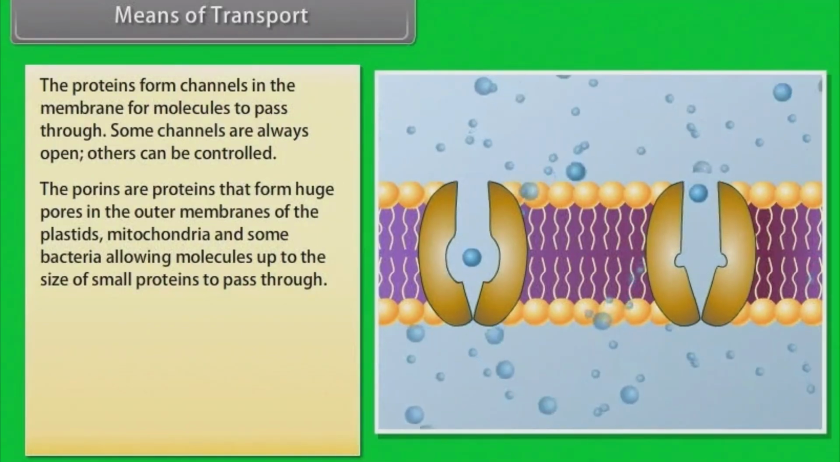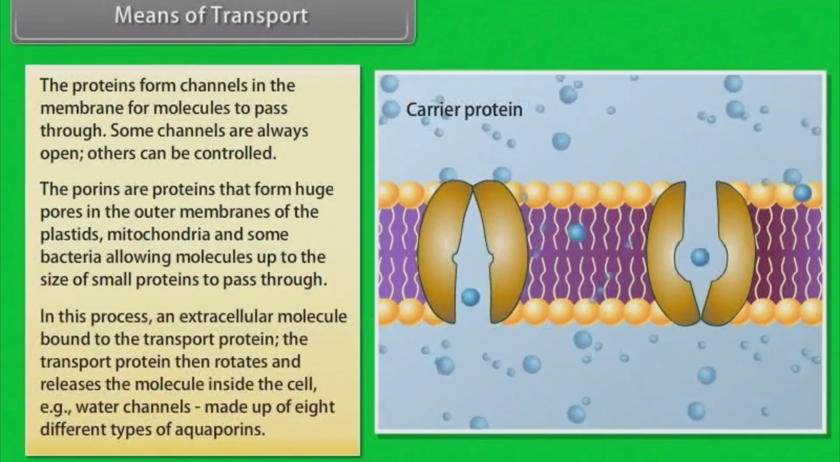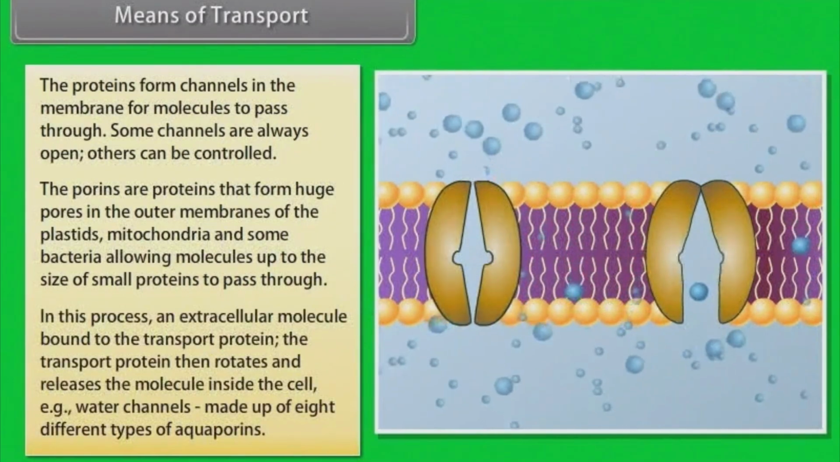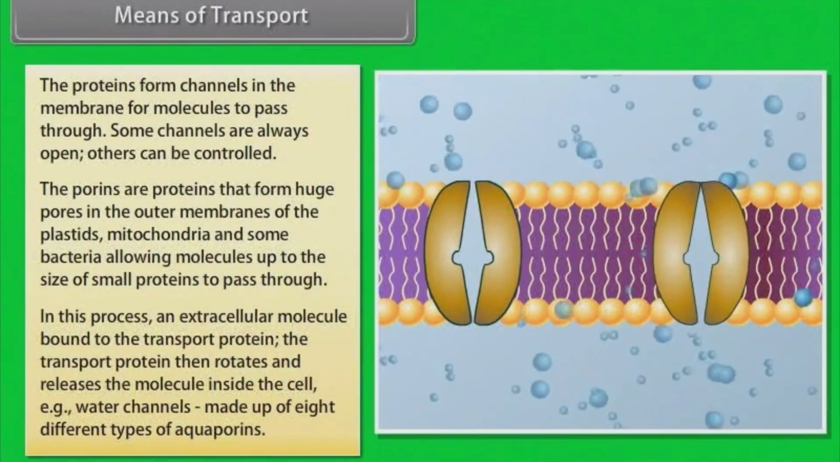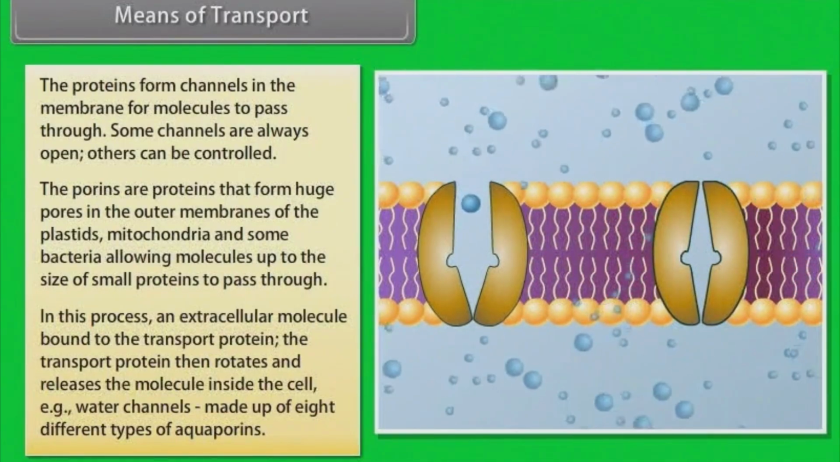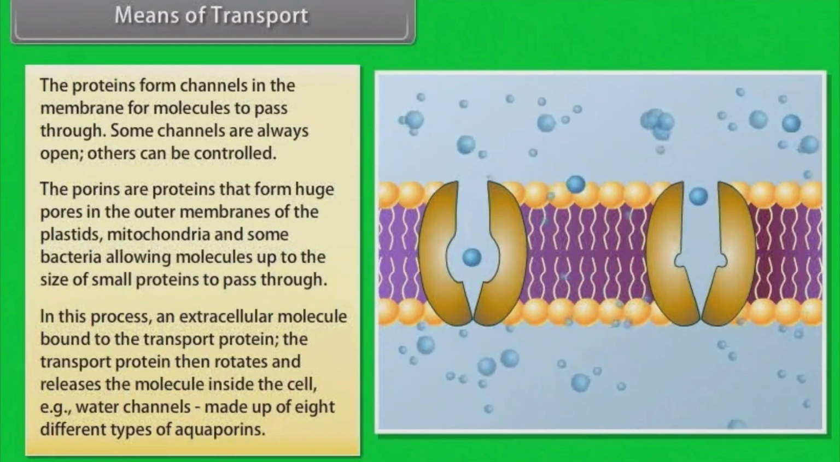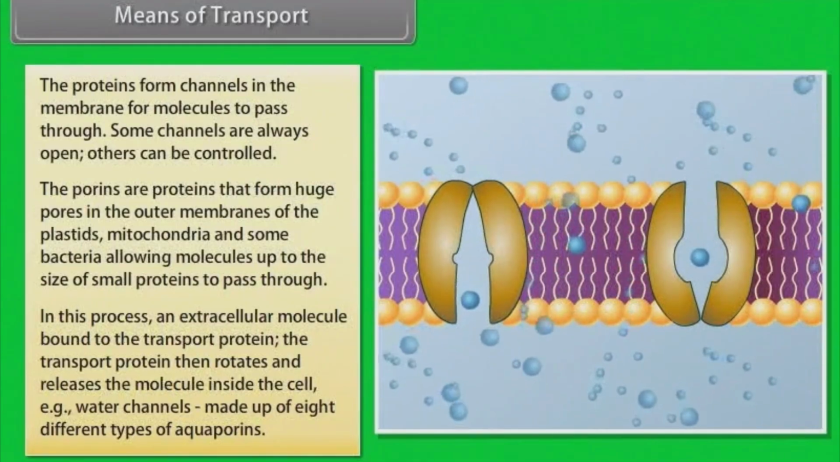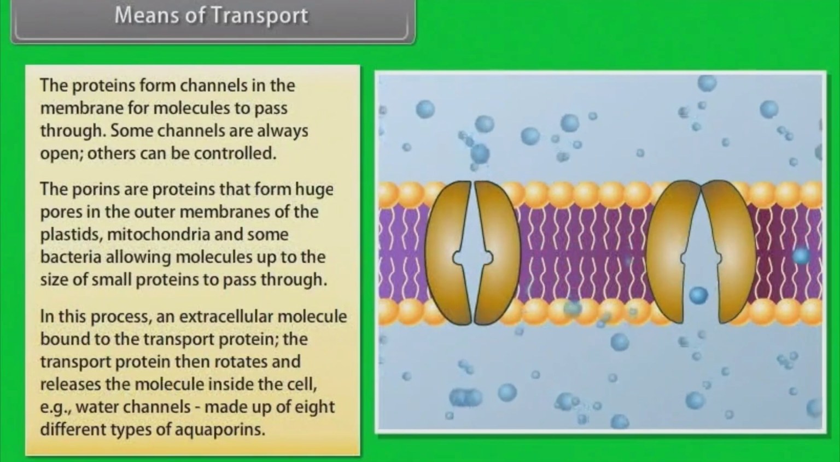In this process, an extracellular molecule bound to the transport protein. The transport protein then rotates and releases the molecule inside the cell. For example, water channels made up of 8 different types of aquaporins.